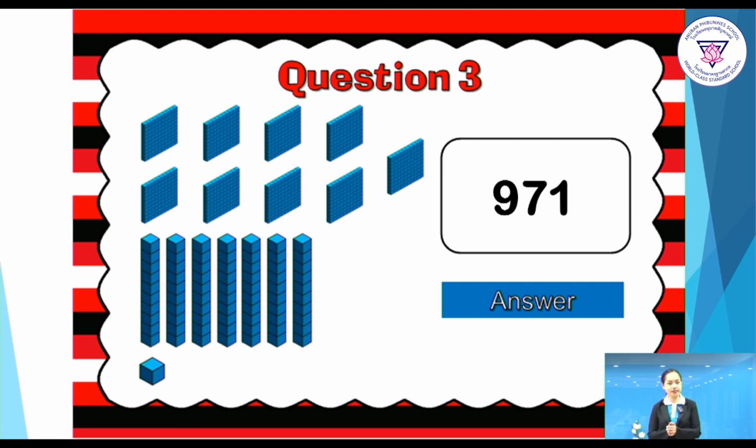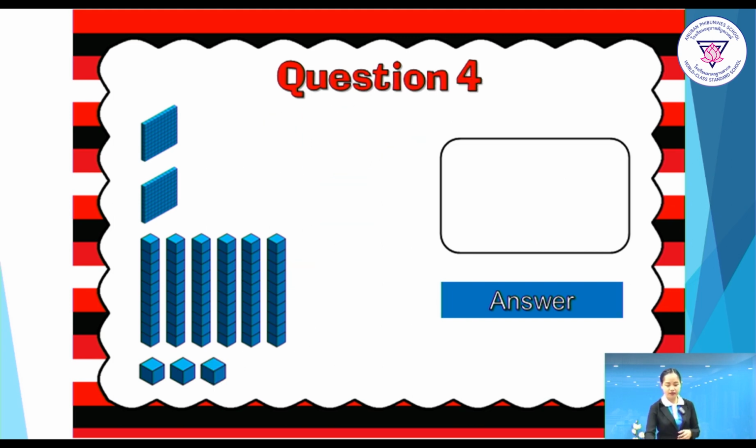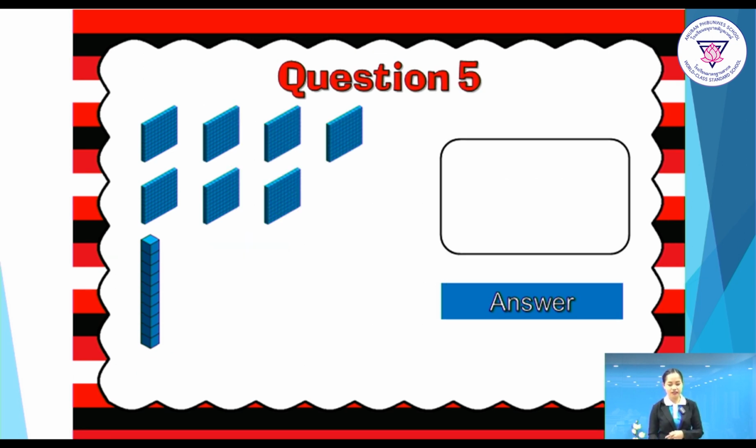Let's go to example number 4. How many counters in ones place? How many tens? And how many hundreds? The answer is very good. It's 263. How about example number 5? What do you think is the answer? Because I cannot see the counter in ones place. Yes, the answer is 710.